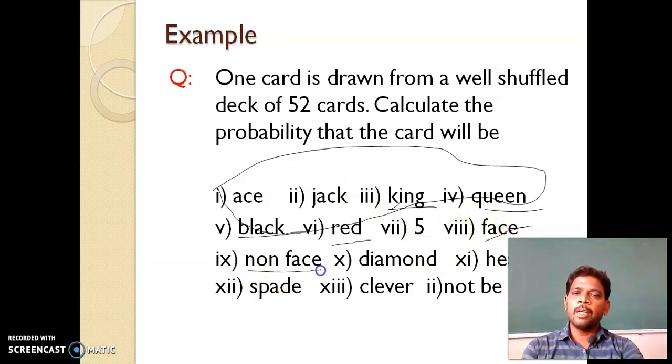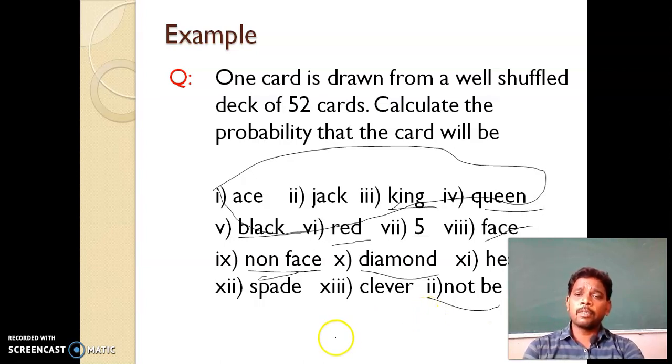Non-face cards means all the remaining cards. 16 cards are face cards, and what about the remaining? 52 minus 16 is 36. So 36 are non-face cards, and the answer is 36 by 52. And similarly diamond. How many diamonds are there? Diamond is one of the varieties of the card, and in each variety there are 13 cards. So the answer is 13 by 52. Heart is also one of the varieties, so 13 by 52. Spade 13 by 52, club 13 by 52.